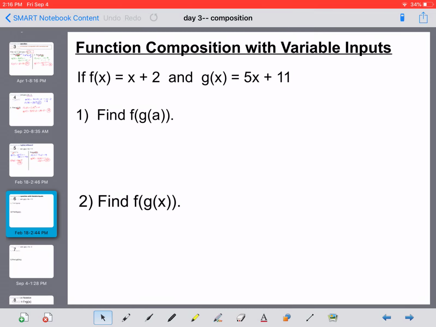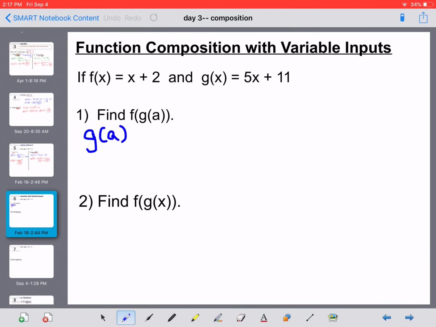So these functions here should look familiar. We've got f of x equals x plus 2 and g of x equals 5x plus 11. And our first question asks us to find f of g of a. Now, if I look at the innermost part of this one, like I did on the last one, what I want to start with is finding g of a.